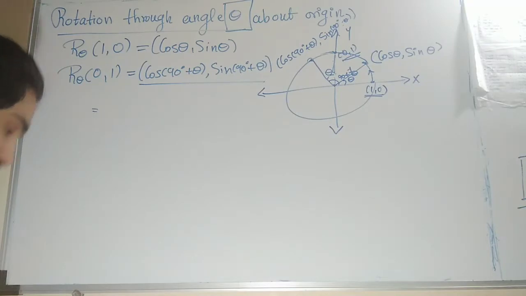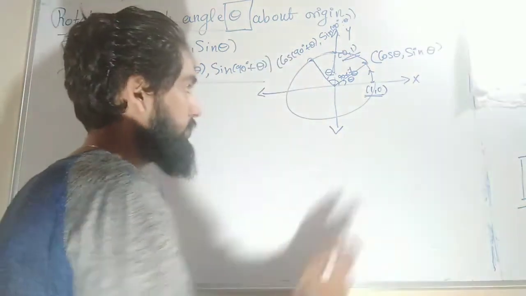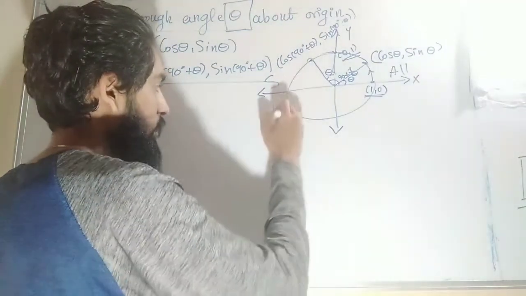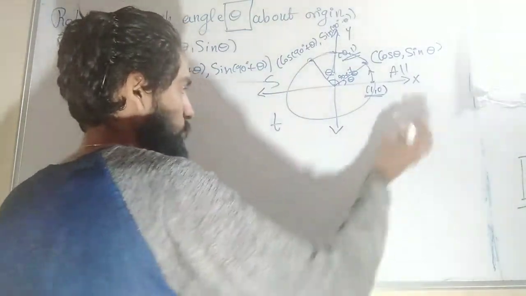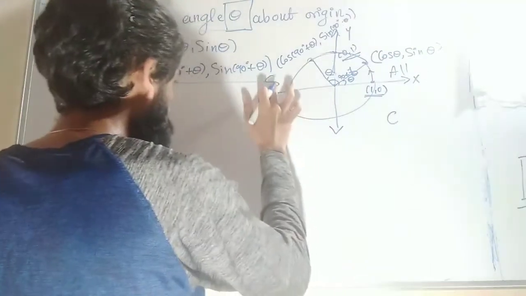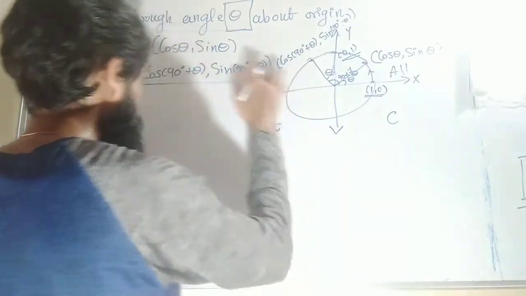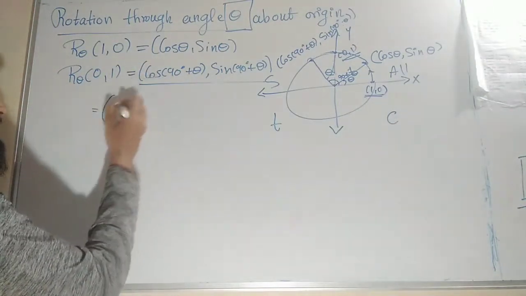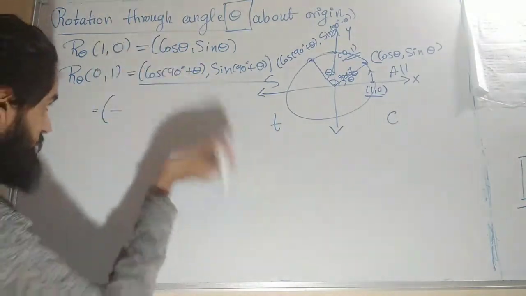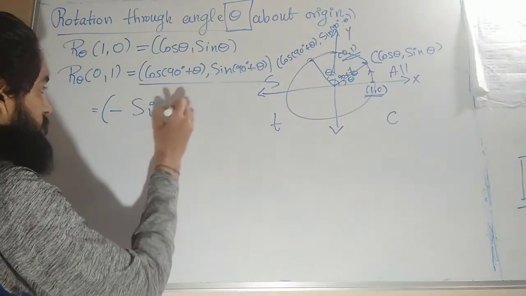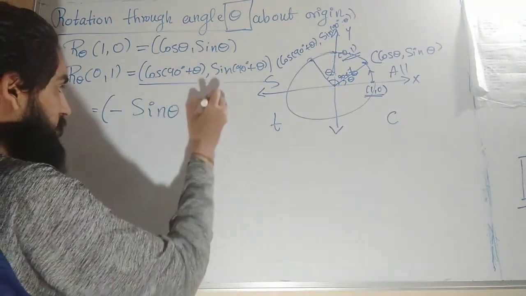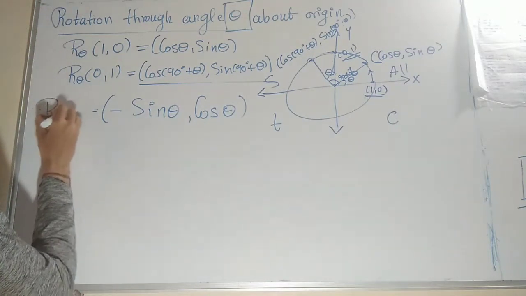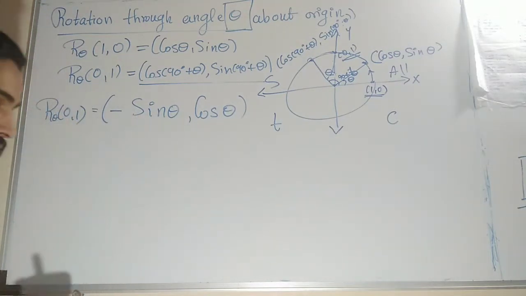My cos(90 plus theta), we are in the second quadrant. Over here all of them are positive, over here sin, over here tan and cot, over here cos and sec. So only sin will be positive. That means this will give me a positive answer, this will give me the negative answer. That is, it is nothing but minus sin theta, comma, sin will get converted into cos theta. So I know my R theta of (0, 1) will get mapped to this.